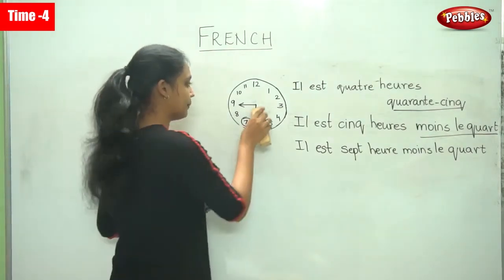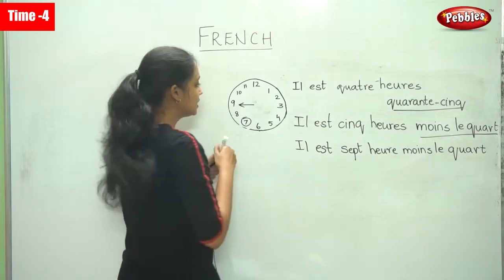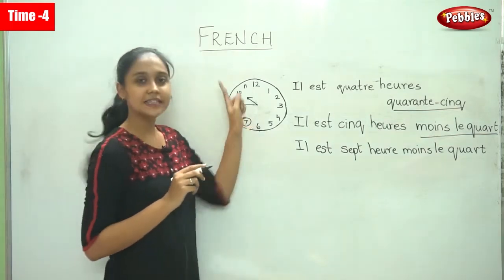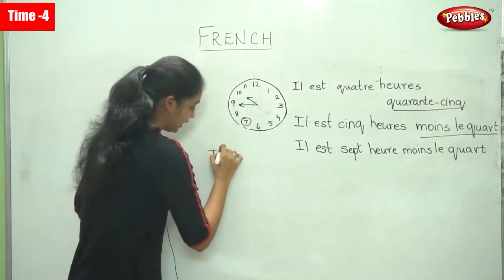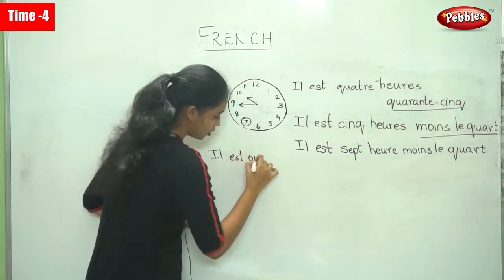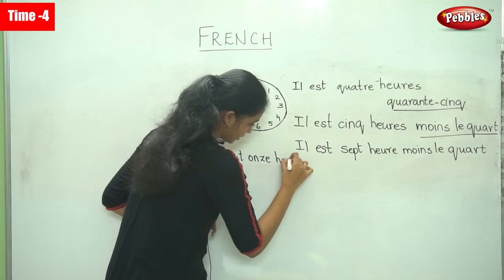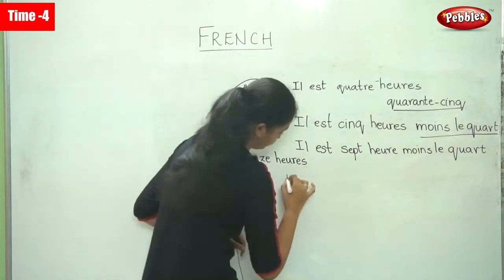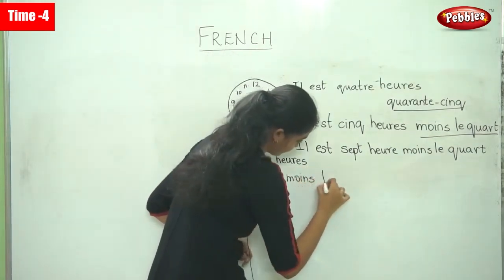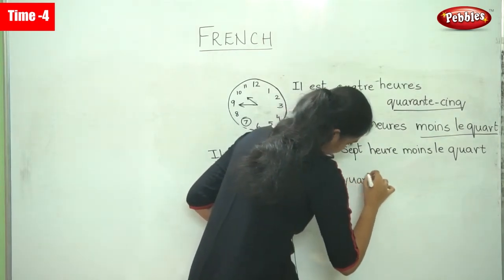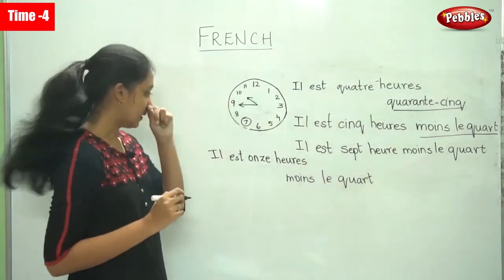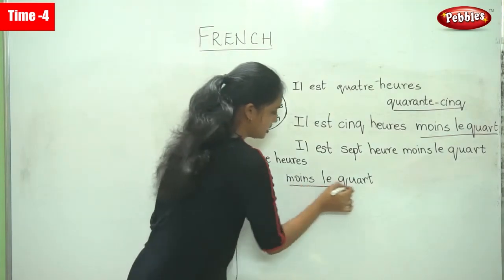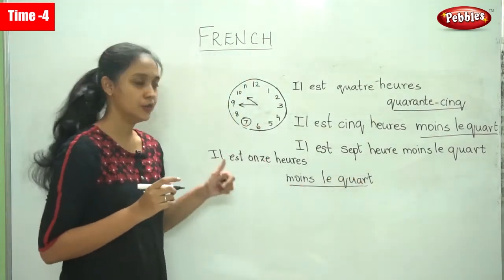I'll give you one more example. Say 10:45. So you take the next number, 11. Il est 11h moins le quart. Moins le quart. 11h moins le quart. It means 10:45. So this is one more term you need to remember.